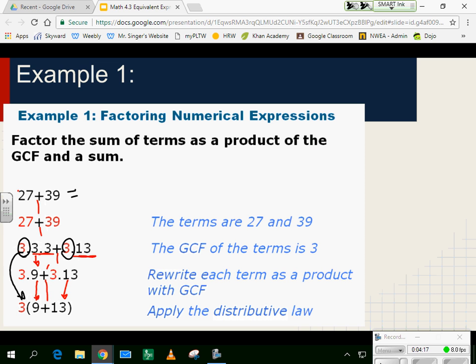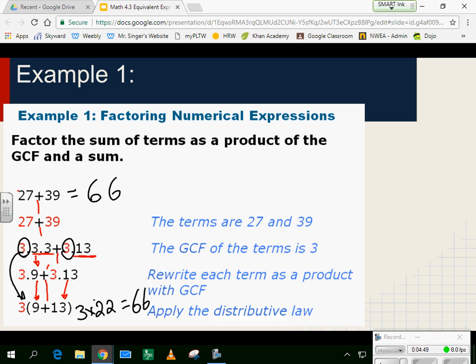27 plus 39, what's that give you? 66. So 3 times 9 plus 13 should give us the same thing. Order of operations tells us to add 9 and 13 first, which gives you 22. Now you multiply that by the 3 that we pulled out, and 3 times 22 gives you 66. So these are equivalent expressions, and they show the greatest common factor pulled out. Have this written down.